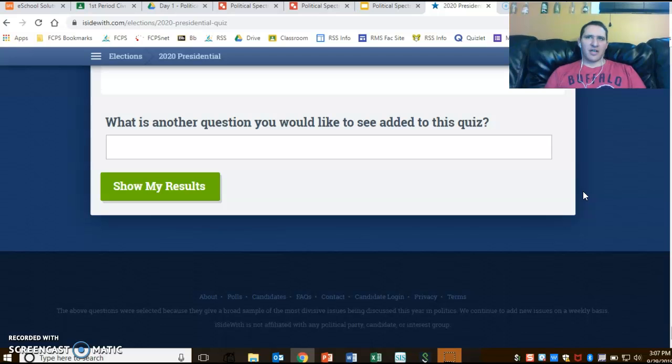And when your results are done, a screen will pop up and it'll match you with the candidates, which candidates you match with the best. And what you will do at that point is you will fill in the back of handout number 5. And when you fill in the back of handout number 5, you're going to look at the results page. There's a couple different tabs up at the top. You can scroll down, find the different information, and then fill that in.